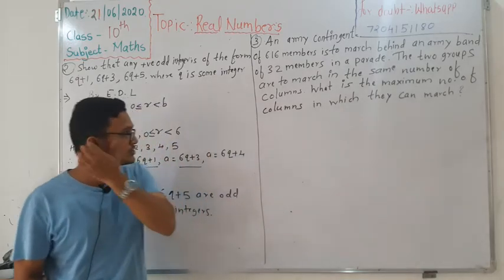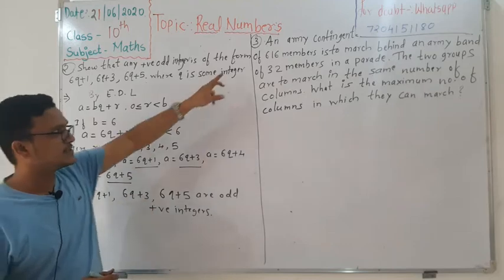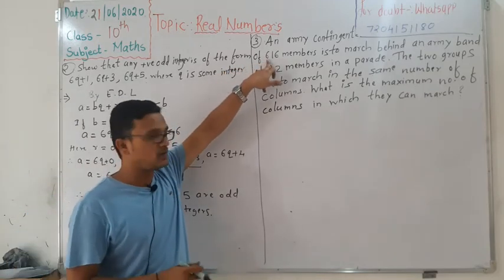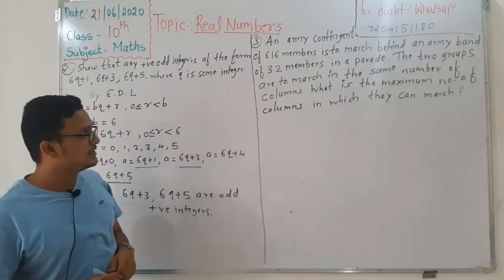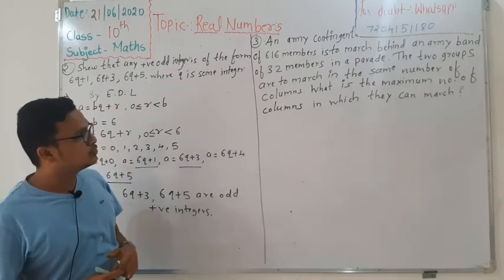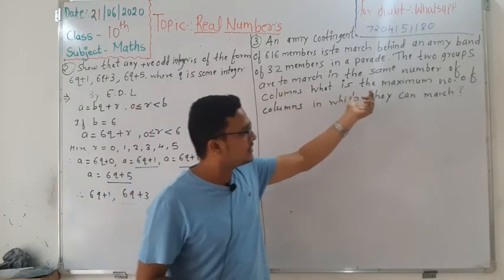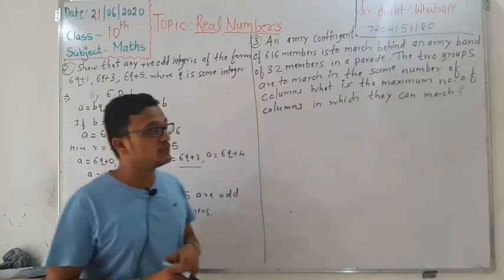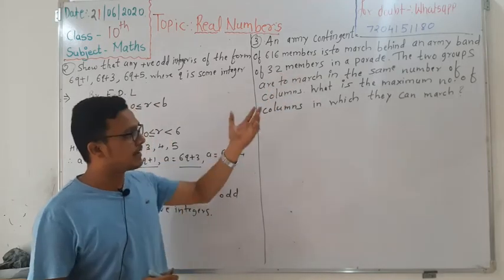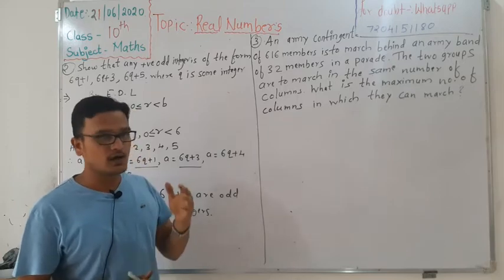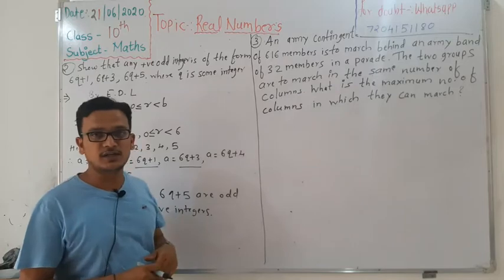In this question there are actually two groups, that is, one is 616 members of one group and another is 32 members of the other group. If they march in columns, then what is the maximum number of columns we can form to march in a parade? That maximum number of columns we have to find out. Again, that can be solved by the Euclid division lemma.